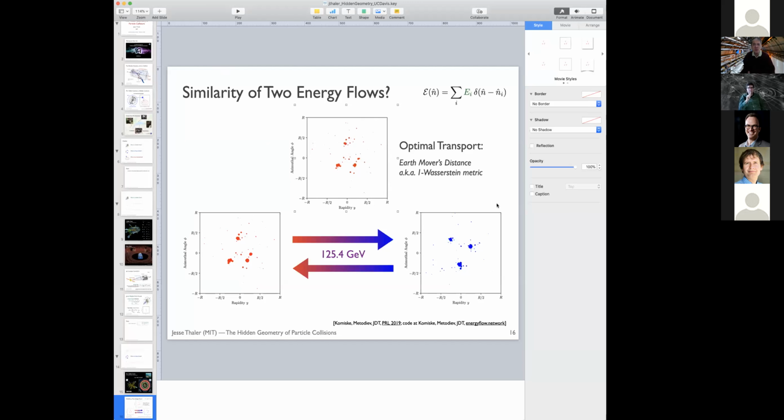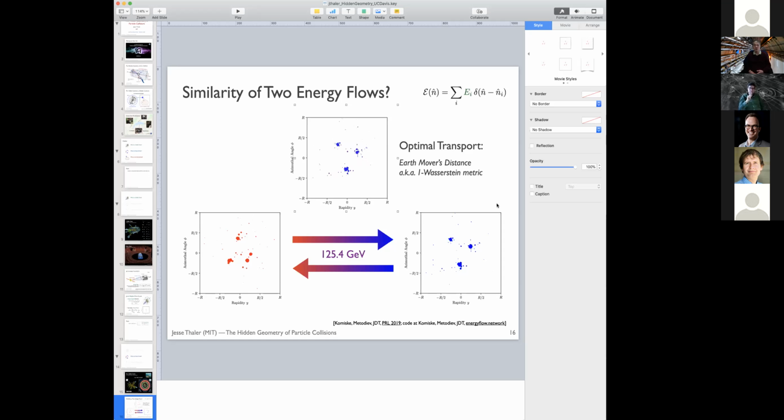So what you're doing is you're distorting the red configuration into the blue configuration, and you're solving what's known as an optimal transport problem. You're basically saying, what is the most efficient way to rearrange the red configuration into the blue one? So in the machine learning language, this is solving an optimal transport problem. In the computer vision application, this is known as the earth mover's distance, which kind of makes sense. You're the earth mover and you're moving piles of dirt, in this case, energy from one place to another. The mathematics literature would call this the one Wasserstein metric.